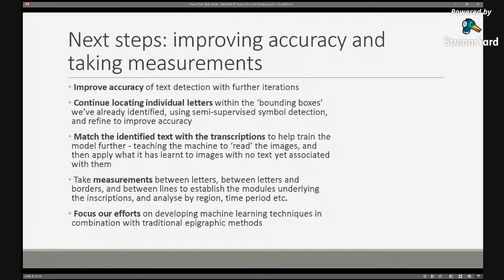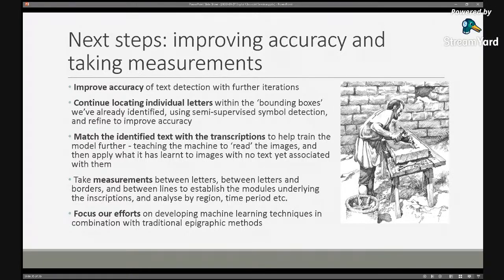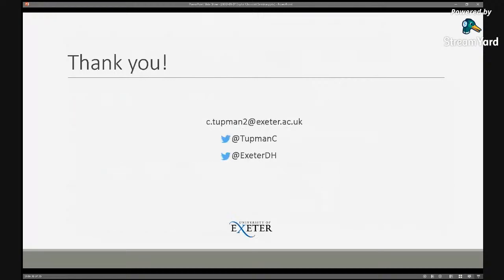So I see the machine learning process here very much as being a help to traditional epigraphic methods. And hopefully all of that should take us one step closer to understanding what went on in the Roman workshop. Thanks very much.